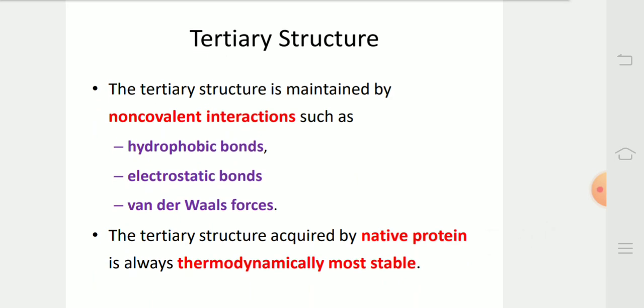Tertiary structure. The tertiary structure is maintained by non-covalent interactions such as hydrophobic bonds, electrostatic bonds, and van der Waals forces. The tertiary structure acquired by the protein structure is always thermodynamically stable.